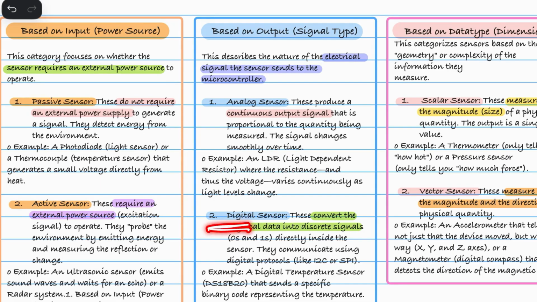Then we have digital sensors. These are the smart sensors. They have a tiny ADC, the analog to digital converter, built inside them, and a microprocessing circuit directly inside their body. So instead of sending the raw voltage variation down the wire, they convert the reading internally into binary codes like 0 or 1 and speak directly to the controller using standard protocols like I2C or SPI.